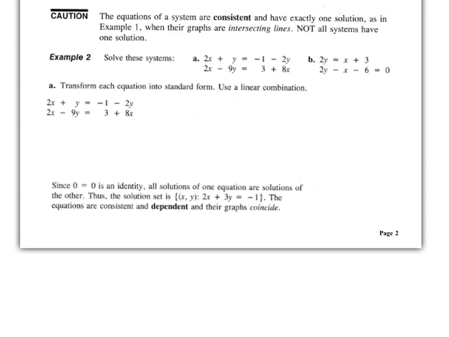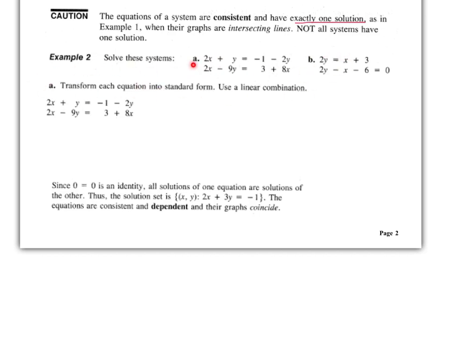Now there's a caution here. The equations of a system are consistent if they have exactly one solution. Okay, now that's not always going to hold true. So in example 1 for A and B, we had one solution. That meant the graphs intersected. This is saying not all systems have one solution. So we're going to look at example 2, which has part A and part B. Okay, we're going to look at A here.